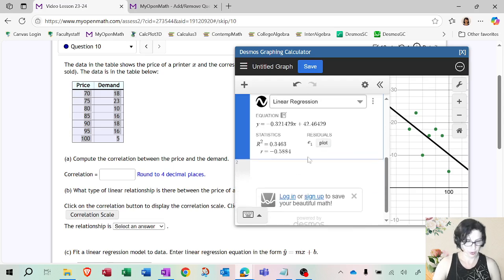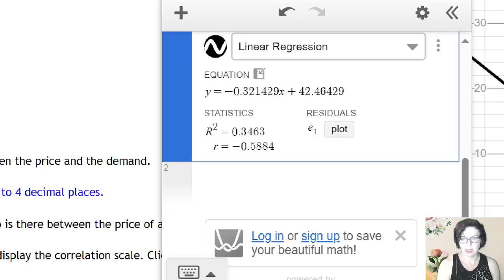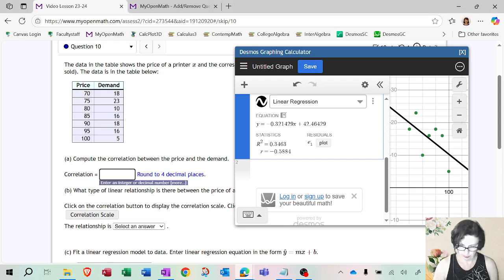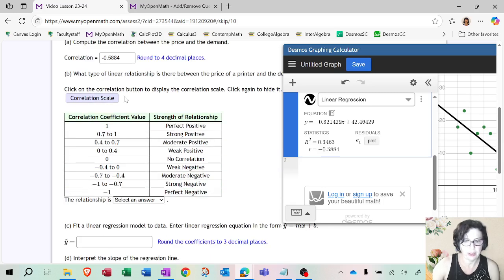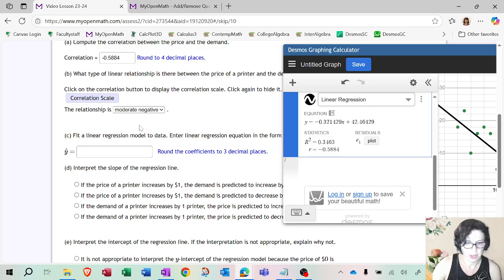So first of all, the correlation is what is called R, lowercase r. So that will be negative 0.5884. And if we want to classify the type of relationship, we can look at the correlation scale. So definitely the correlation is negative, and I think it's going to be somewhere between negative 0.7 and negative 0.4. So it looks like that's moderate negative. Okay, now we can go ahead and close the correlation scale.